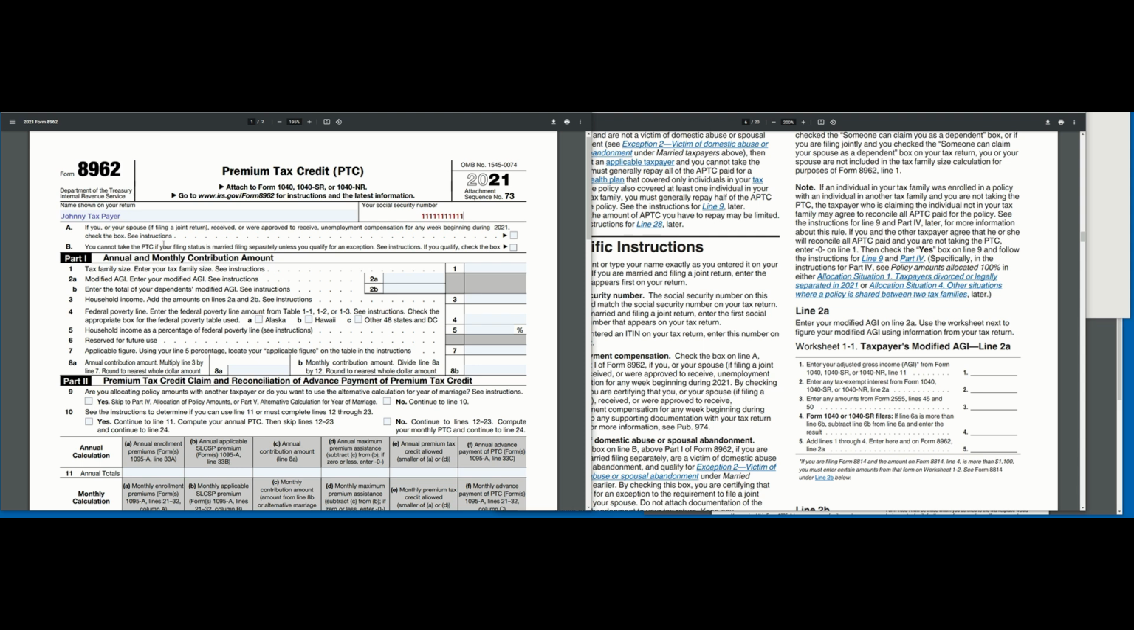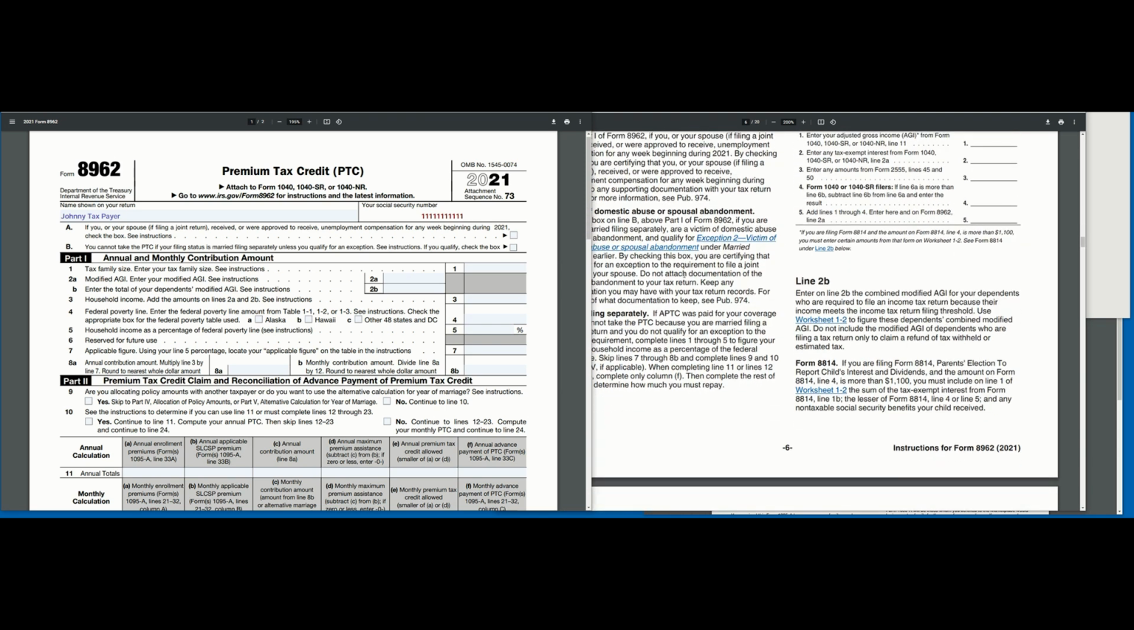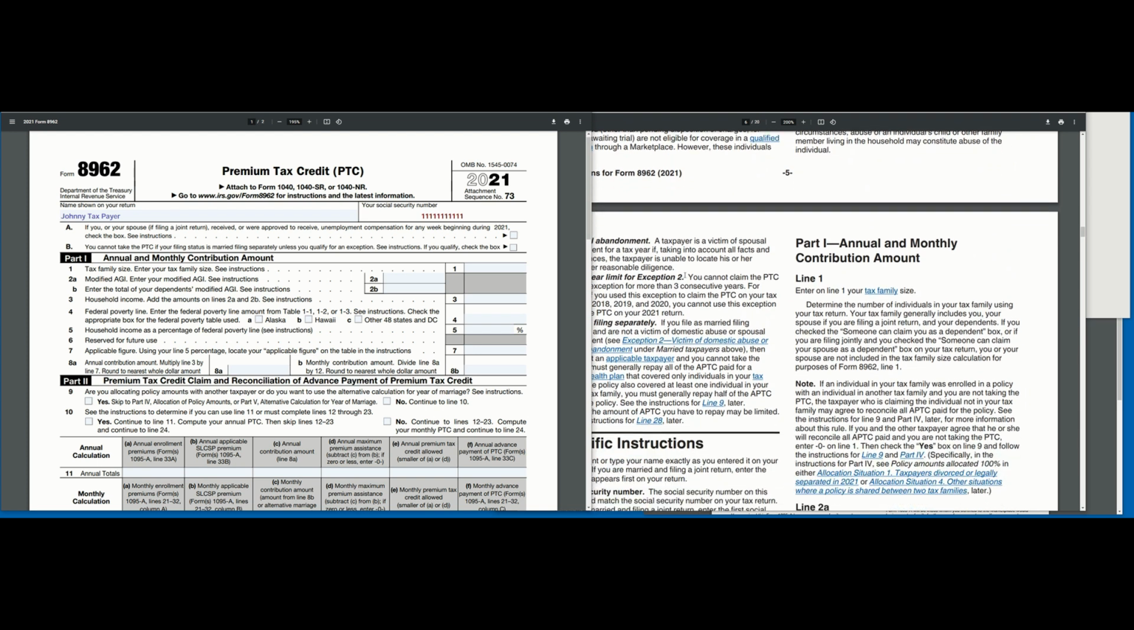You cannot take PTC if your filing status is married, filing separately, unless you qualify for exceptions. I am not married filing separately, so I'm going to leave those two blank. All right, so let's get to Part 1 here, line 1, which is tax family size. So it's just me, so I'm going to put in a 1. And then the modified adjusted gross income is going to be, for me, $30,000.